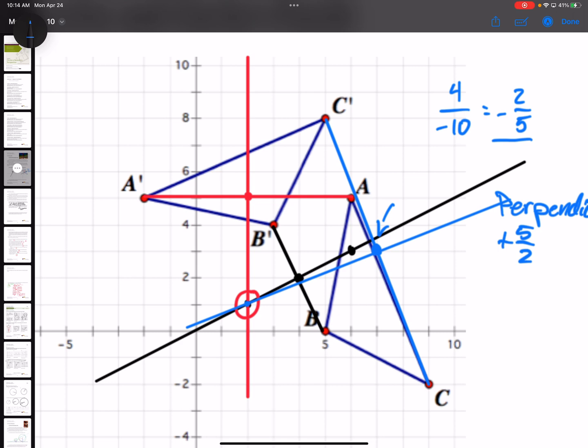Yeah, you can see that 1, 2 is the center of rotation, because, based off our work with perpendicular bisectors, it is the center of rotation of all of those individual points. So that means it's the center of rotation. Isn't it 2, 1?